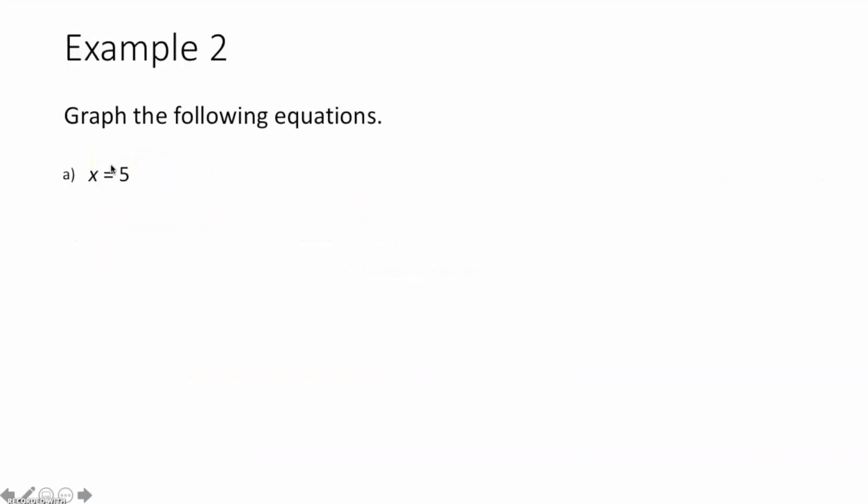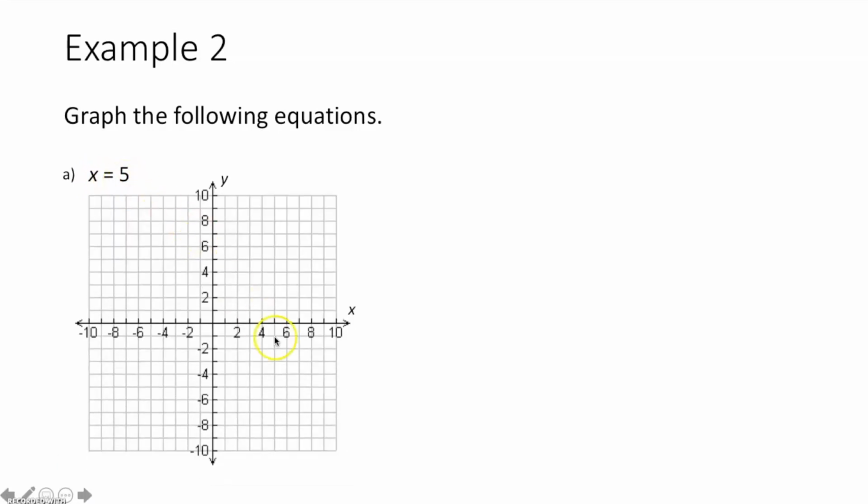Example 2 says graph the following equation. So we have x is equal to 5. We were just talking about how if it's x equals a number, that's the equation of a vertical line. So what I'm going to do on my graph, I'm going to go over to x is equal to 5. That would be right here. And now, that's the equation of a vertical line. This vertical line right here is everywhere where x is equal to 5. If I picked any point on this line, it would have an x coordinate of 5. 5, 1, 5, 2, 5, 3, 5, 4. That's everywhere where x is equal to 5.